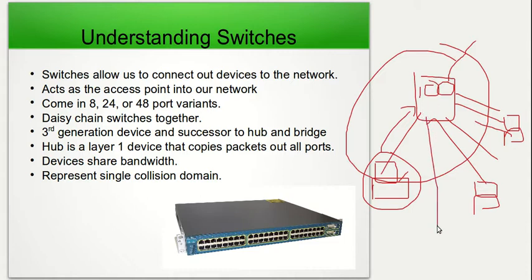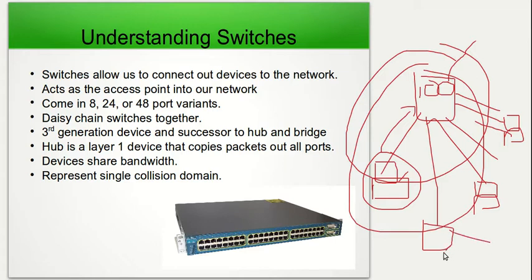Now if you added another hub over here, both hubs would be part of the same collision domain. So devices off here would have to wait until either this guy has finished sending or this guy has finished sending before they could try to send. Devices off each hub could not send simultaneously.